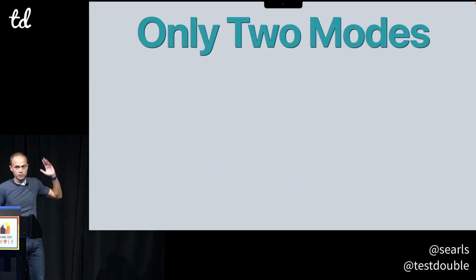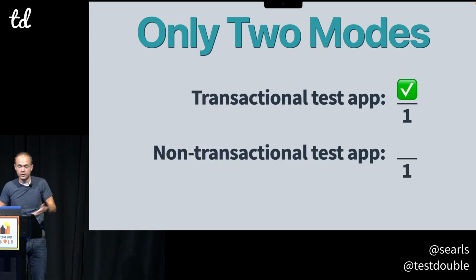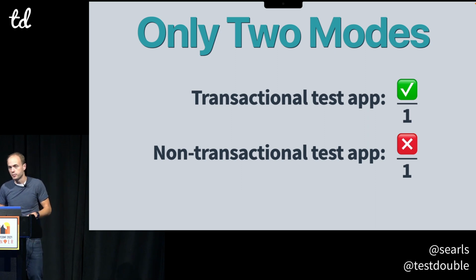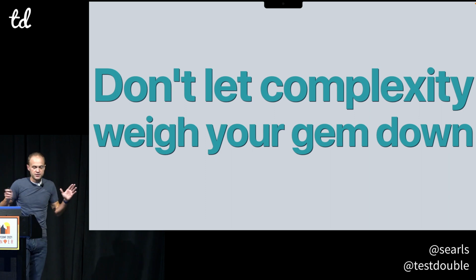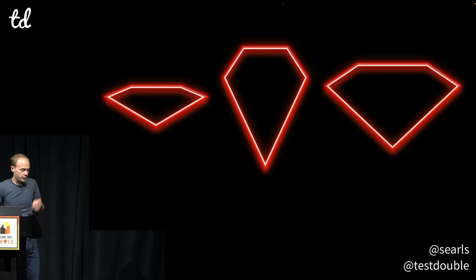So now there's only 2 modes in that gem, and it makes testing really easy. I've got a test app for transactional mode, I've got a test app for non-transactional mode, and so I can be really assured that whenever I release something, as long as the tests pass, it's probably going to be okay. So the lesson there is don't let complexity, whether it's you feeling like you've got to do everything, or other people telling you you've got to do everything with a bunch of pull requests, weigh down your gem, because the last thing you want is 5 years from now hating the thing that you created. So last but not least, we're going to talk about the cut of your gem.